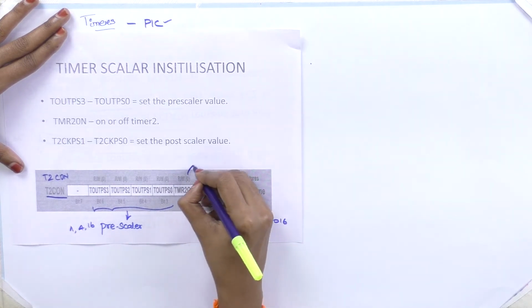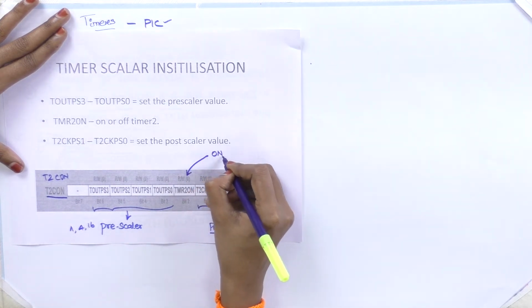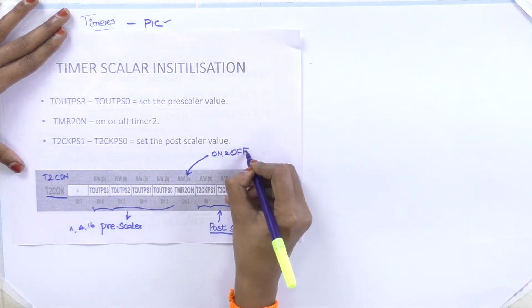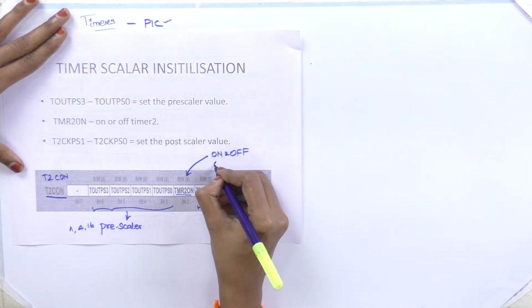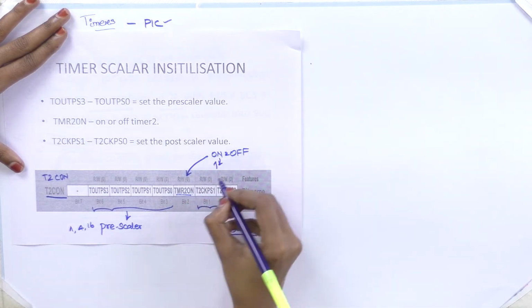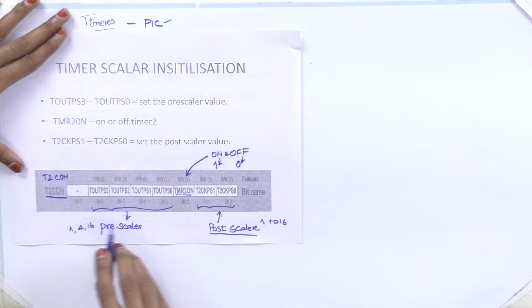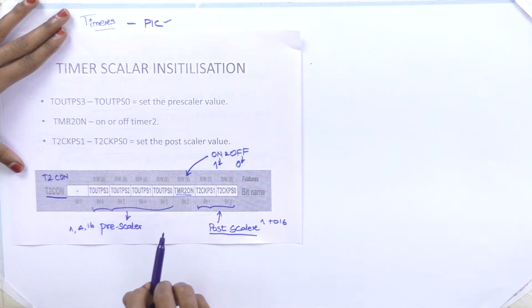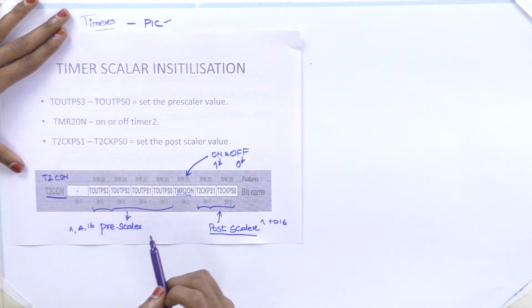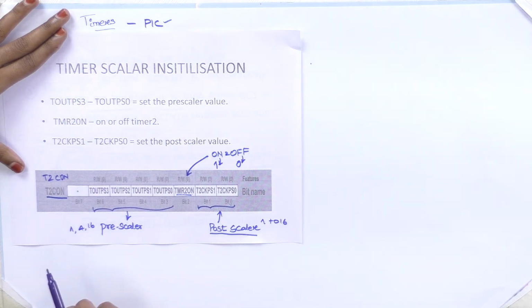And bit number 2 is used to turn your timer on and off. This bit name is TMR2ON. If this bit is 1, timer 2 is enabled. If this bit is 0, timer 2 is disabled. That is the meaning of that. So using the timer control register T2CON, you can enable or disable timer 2, and as well you can fix the post scalar and pre-scalar values. The least significant 2 bits are used to set the post scalar value, and the most significant 4 bits are used to set the pre-scalar value.